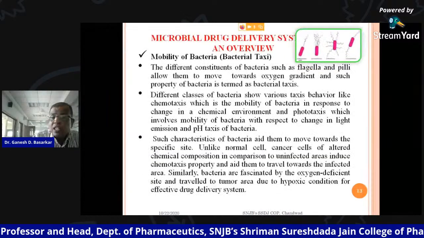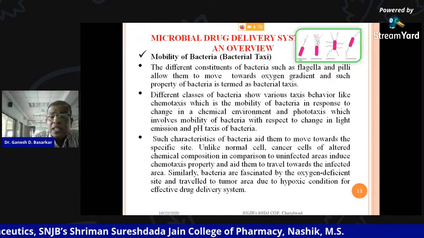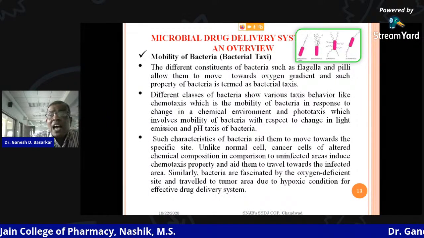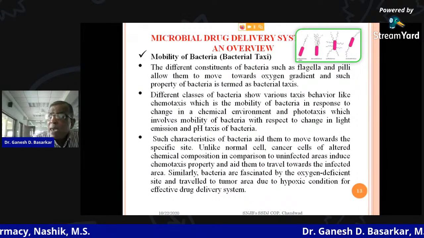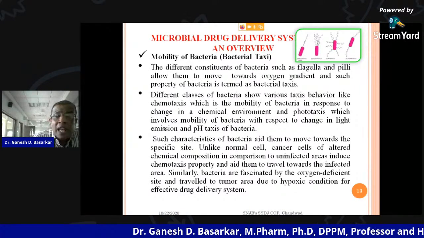For various therapeutic areas. Now, what is mobility? We call it taxis, bacterial taxis. These bacteria, because of certain organs like flagella as well as pili, are able to move to a particular environment.